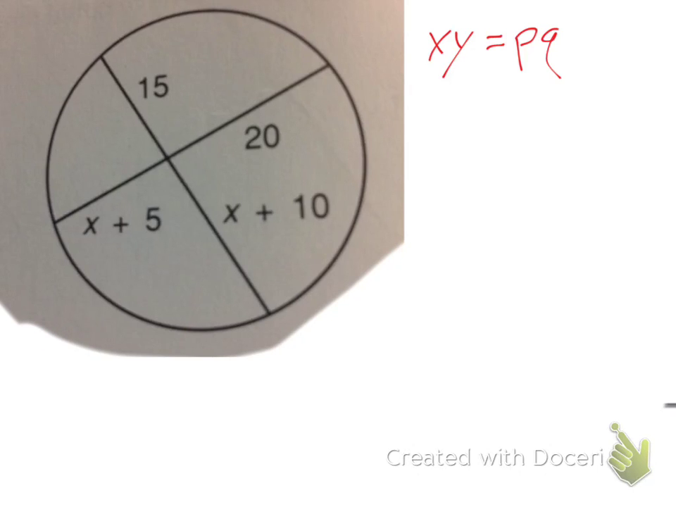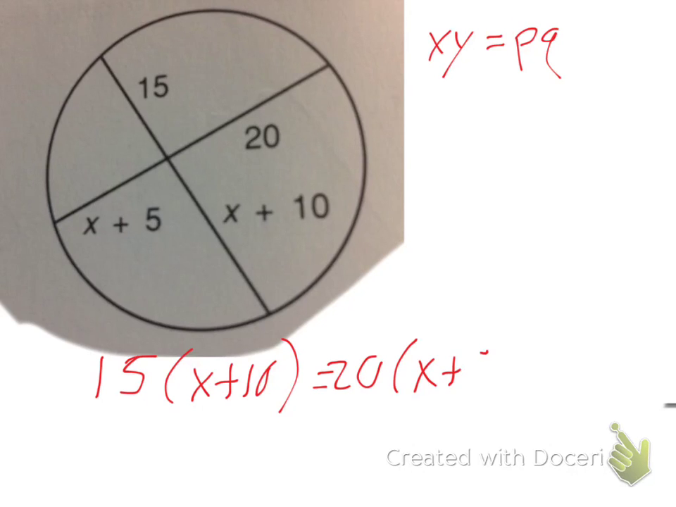So basically it's like taking 15 times x plus 10, and then equals 20 times x plus 5. Guys, the chord segment of 15 times x plus 10 is equal to 20 times x plus 5. You could have those reversed in order, yes? You just have to make sure you put the 15 and the x plus 10 together and the 20 and the x plus 5. And from there, guys, find x.